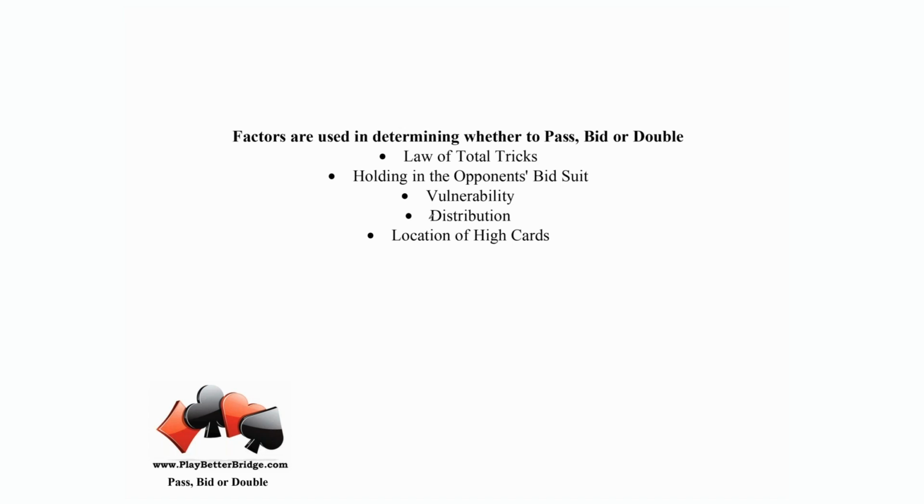And then the location of the high cards. Where are your high cards located based on the strength of the opponent's bids, right? Are you underneath the stronger opponent, or are you on top of the stronger opponent? Okay, so that's what location of high cards means. So we have law of total tricks, holding in the opponent's bid suit, vulnerability, the distribution of our hand, and the location of high cards based on the opponent's bidding, whether their high cards are on top of our high cards or underneath our high cards.